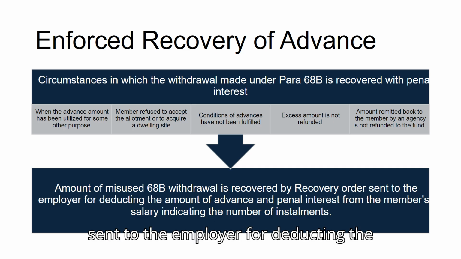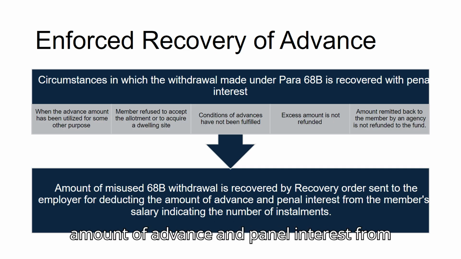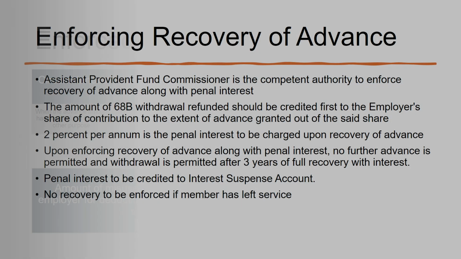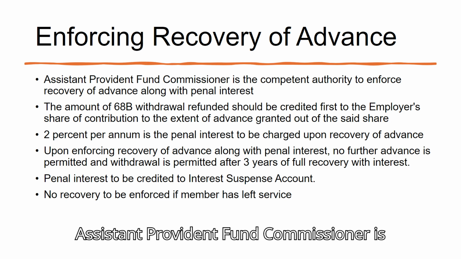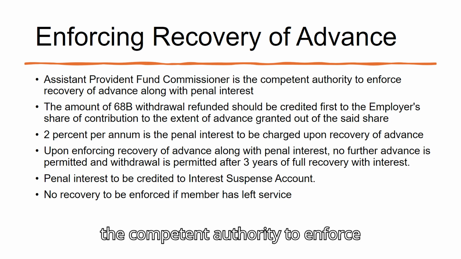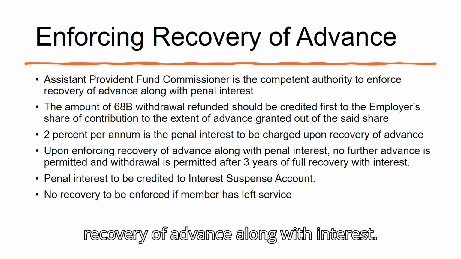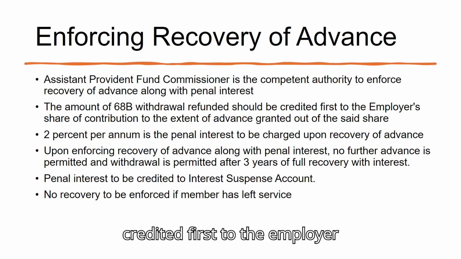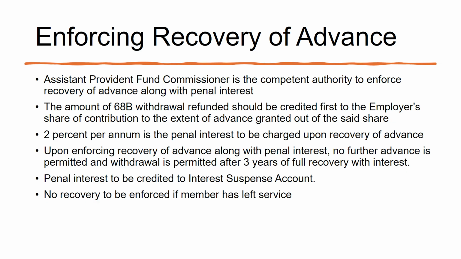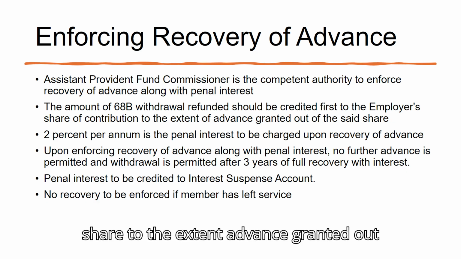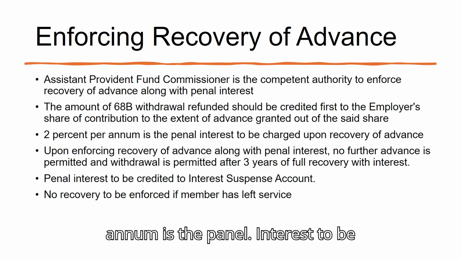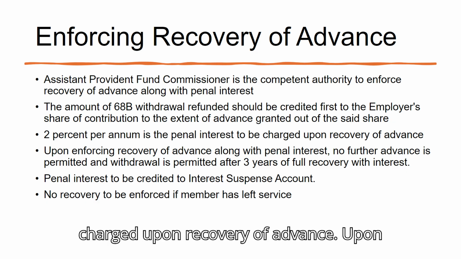A recovery order is sent to the employer for deducting the amount of advance and penal interest from the member's salary, indicating the number of installments. The Assistant Provident Fund Commissioner is the competent authority to enforce recovery of advance along with interest. The amount of 60B refunded should be credited first to the employer's share, to the extent advance was granted out of the said account. 2% per annum is the penal interest to be charged upon recovery of advance.